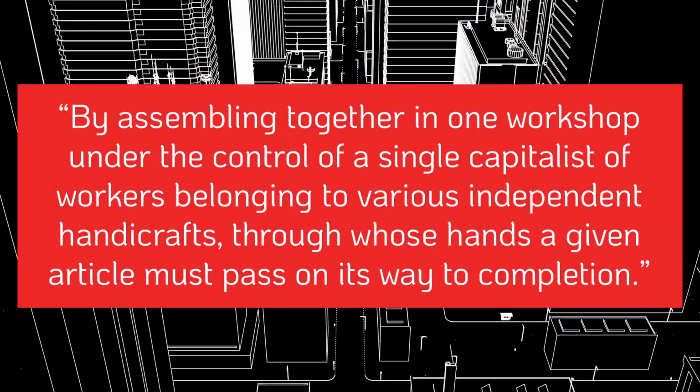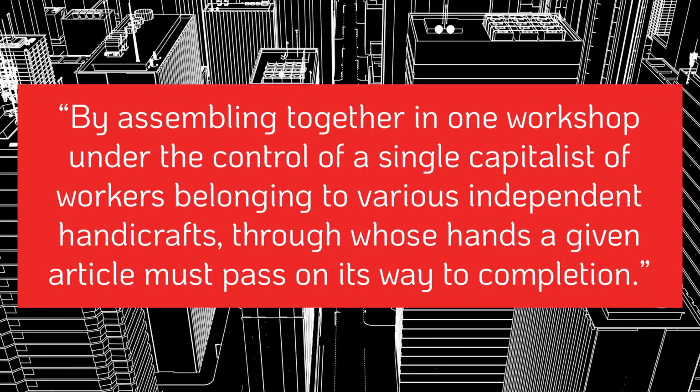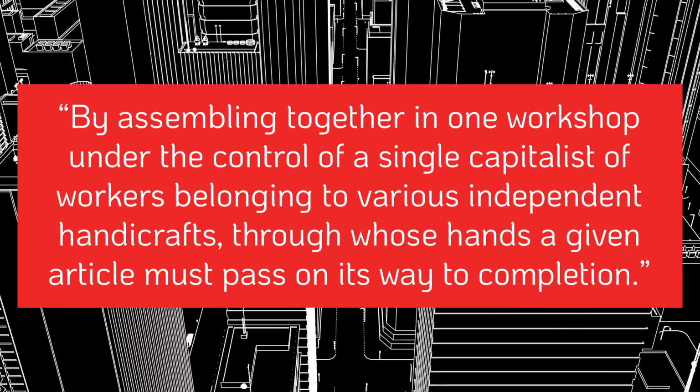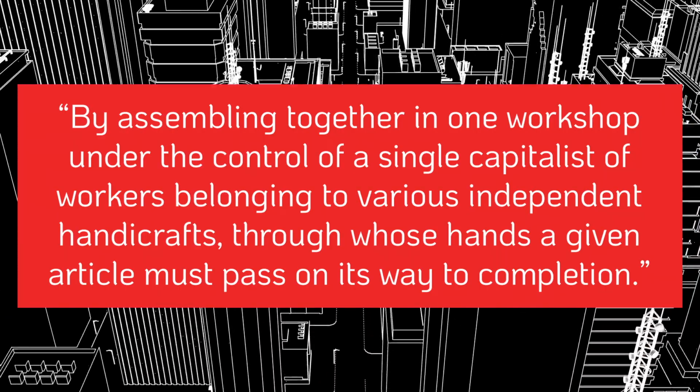So with regards to that first way, Marx says, by assembling together in one workshop under the control of a single capitalist workers belonging to various independent handicrafts, through whose hands a given article must pass on its way to completion. And the example he gives here is carriage making, right? So horse and carriage, whoever makes the carriage. And so a lot of workers are doing a bunch of different tasks. Somebody makes the wheels, somebody makes the different aspects of it. A bunch of people doing little tasks to create the carriage, and then somebody in the end assembles it, right?